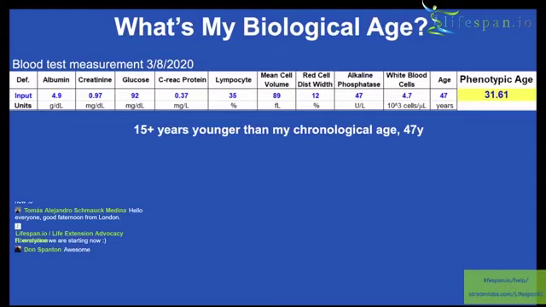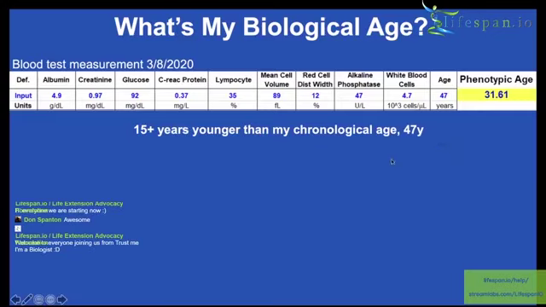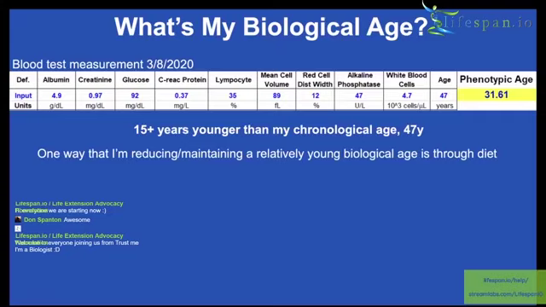The importance of this number, the 31 to 32 years old, is that my chronological age is actually 47. So I'm at least 15 years younger than my chronological age. As I mentioned, one way that I'm reducing my biological age is through diet.